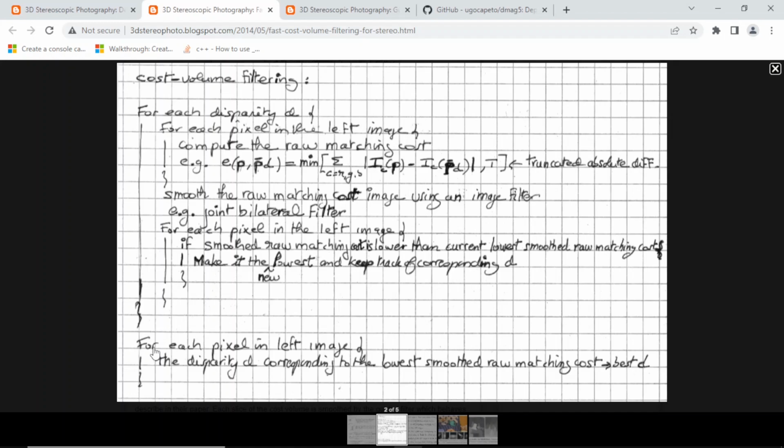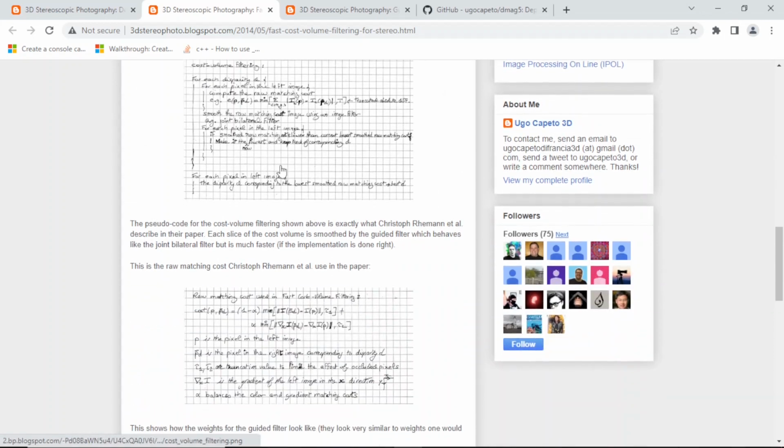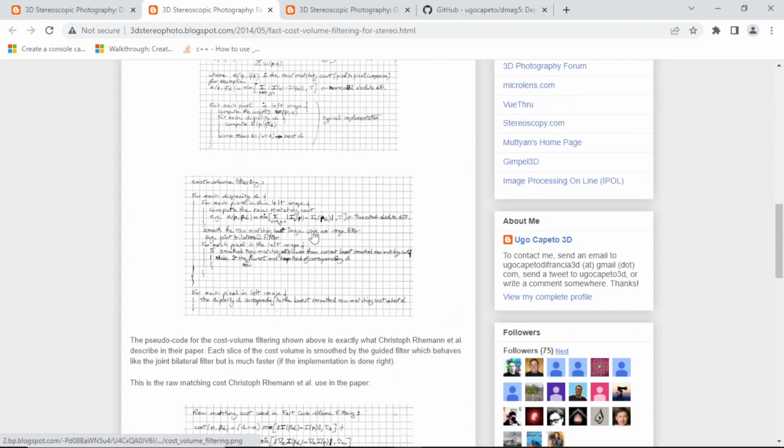So for each pixel in the left image, the disparity that you're going to pick for the depth map corresponds to the lowest smoothed raw matching cost. It gives you the best D. I agree with that. I'm not going to go through it, but it's pretty well explained actually.